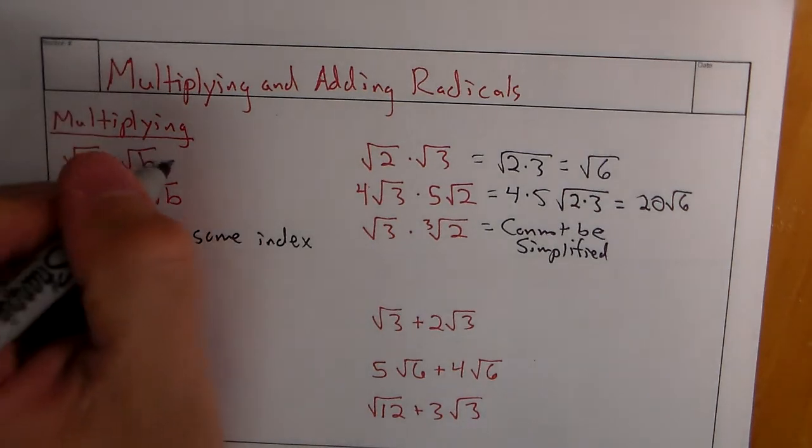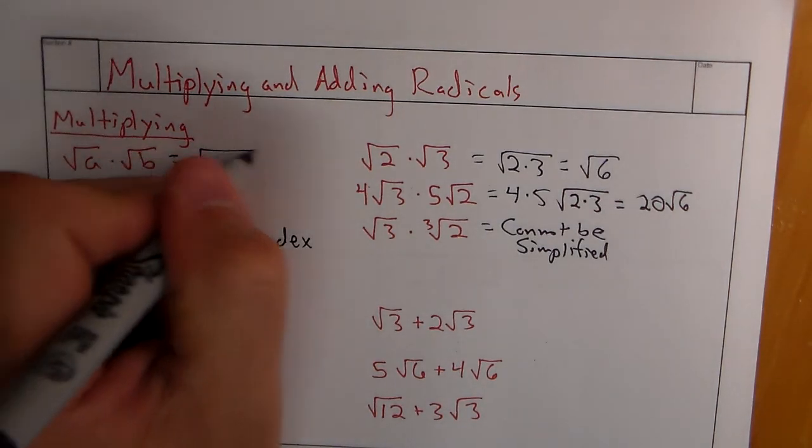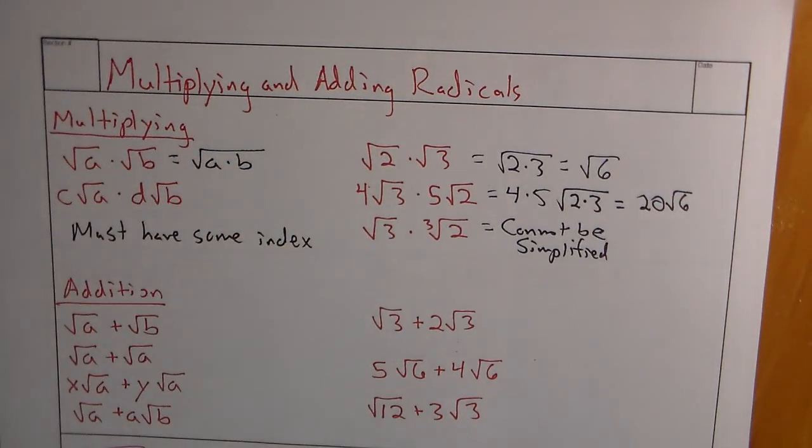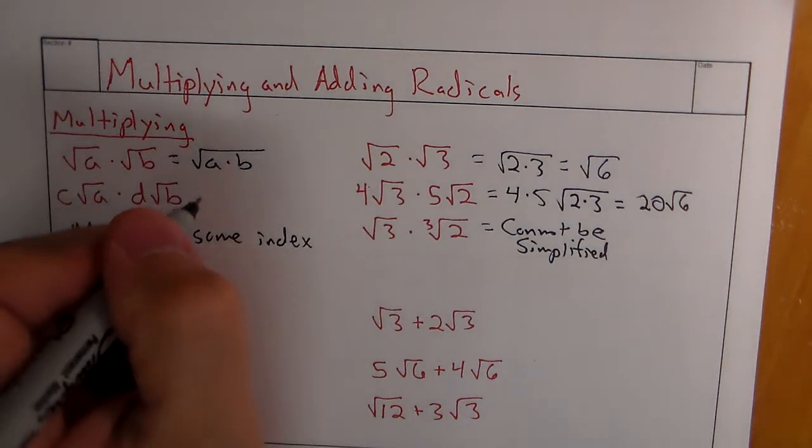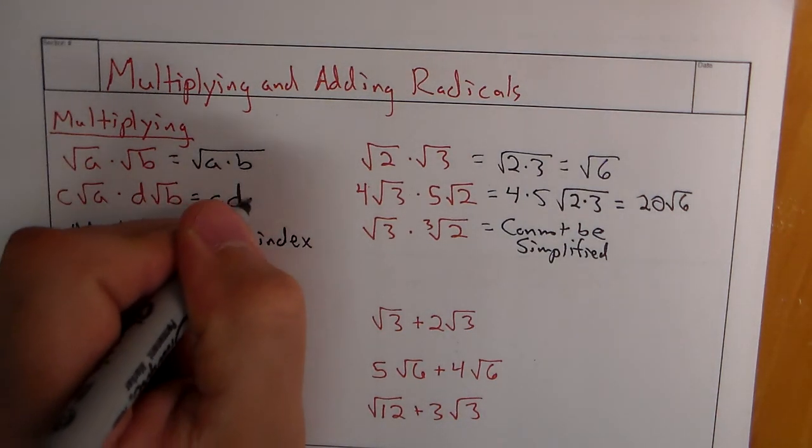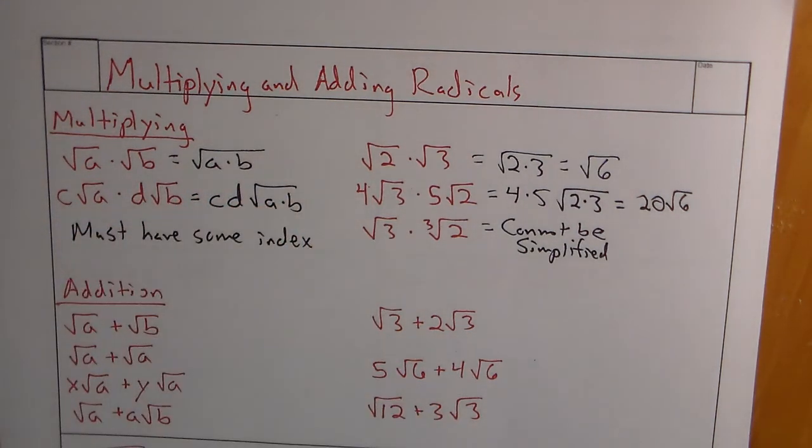So we come over here. Anytime we have the square root of a times the square root of b, it's going to be the product on the inside, the square root of a times b. And then we'll multiply the outside numbers and the inside numbers. This is all very similar to the simplifying you've seen in simplifying radicals, and it'll just be a continuation from that. Now addition is a little bit different.